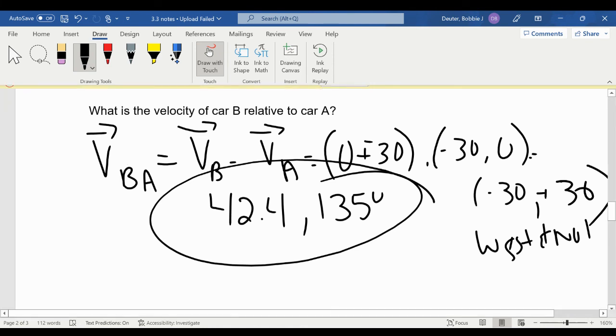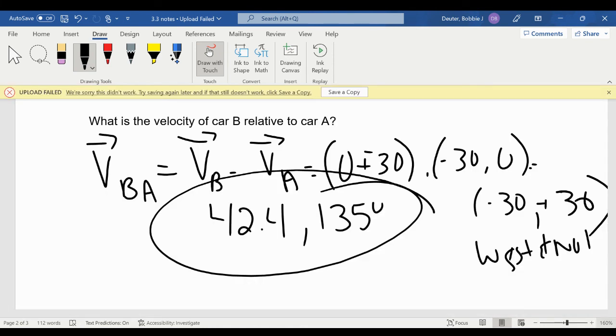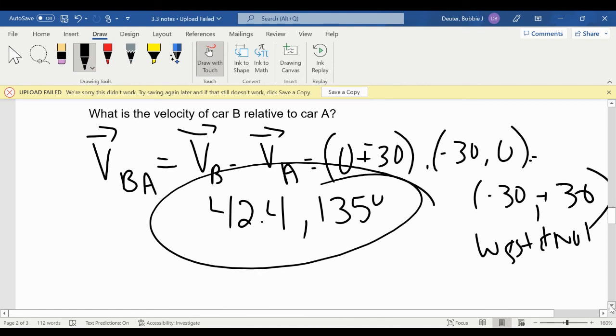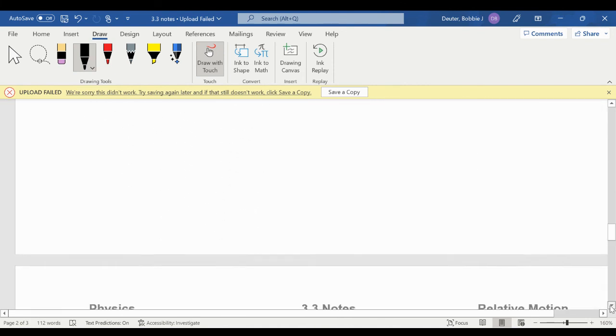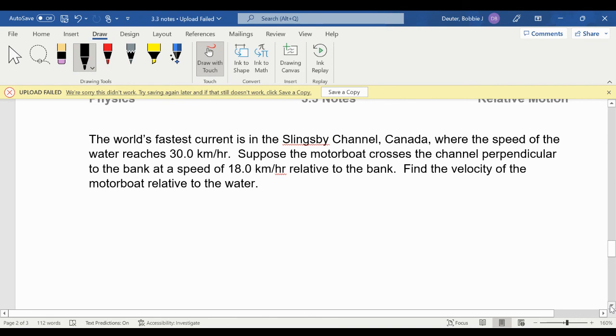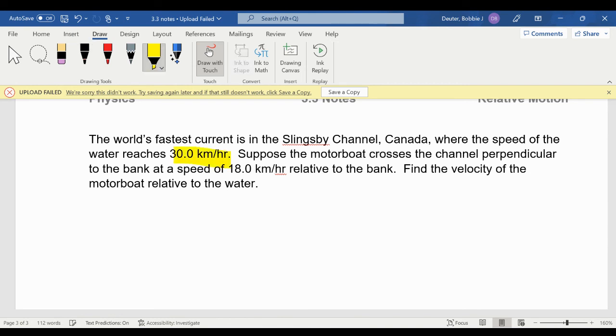With this, we want to make sure that we are looking at those quadrant planes and their importance as they go through. So here is an example of another one. The world's fastest canal is in Canada with speeds that reach over 30 kilometers per hour. Suppose you are crossing a motorboat perpendicular to the bank with a speed of 18 kilometers per hour relative to the bank. Find the velocity of our motorboat.